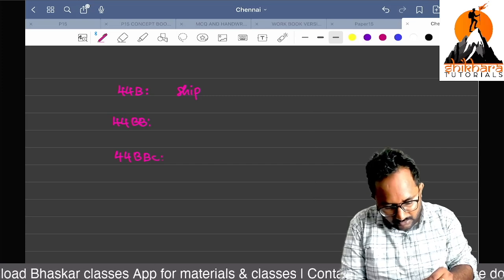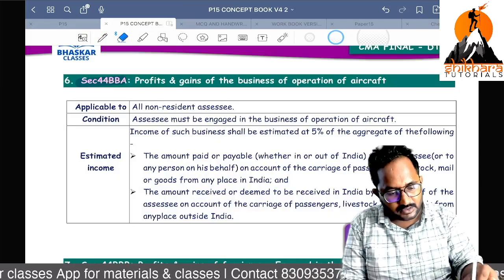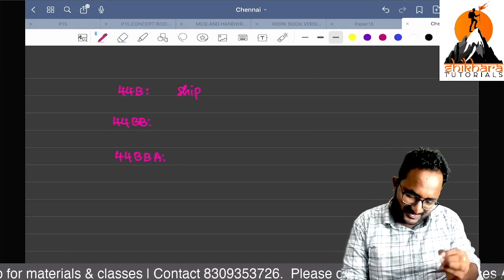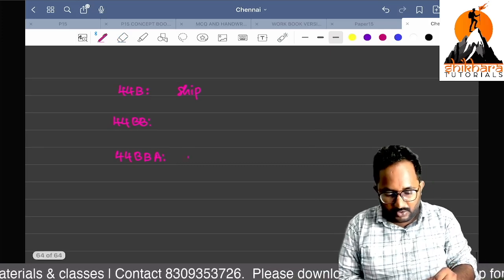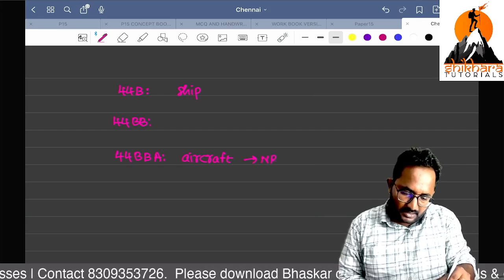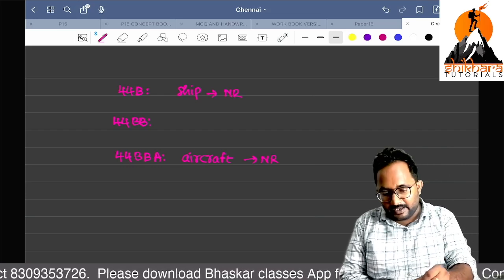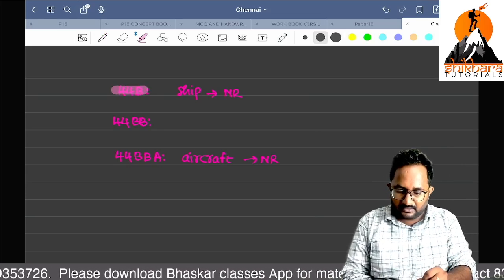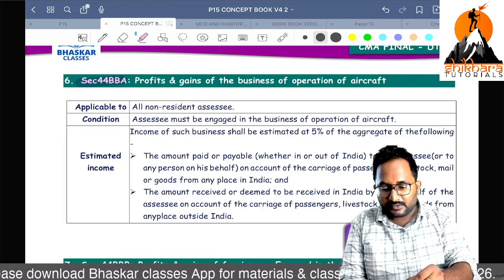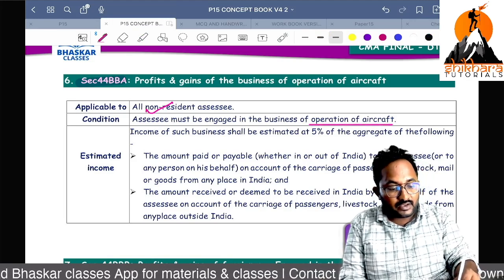44BBA. Now, if you are engaged in the aircraft business, we can calculate the presumptive income by using 44BBA. First, waterways are covered. Now, airways we can discuss, and after that we can go for others. Now, a non-resident is engaged in the operation of aircraft. Now, we can calculate the amount.